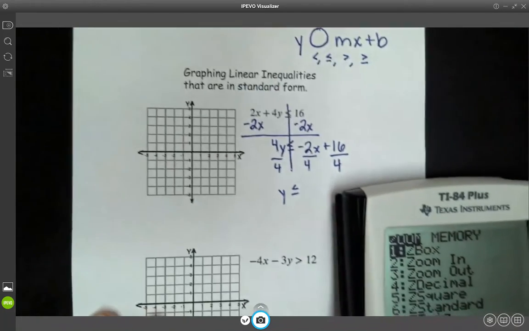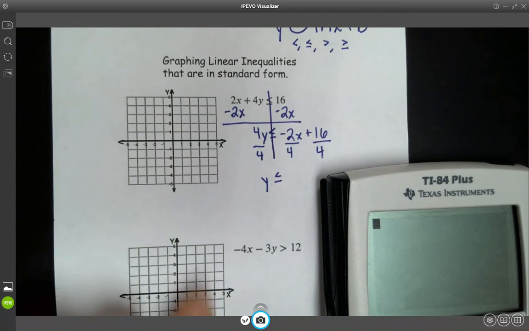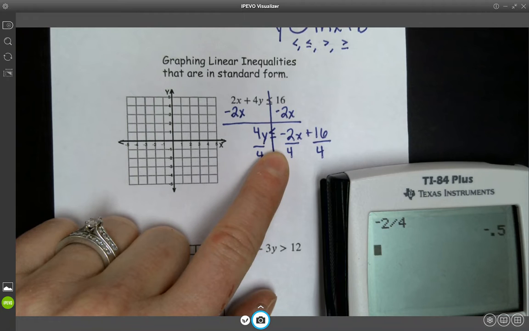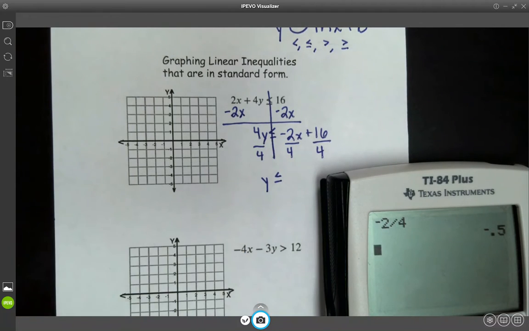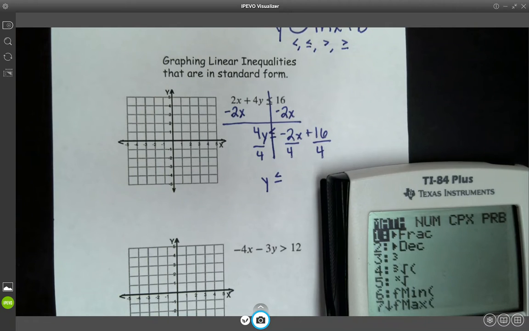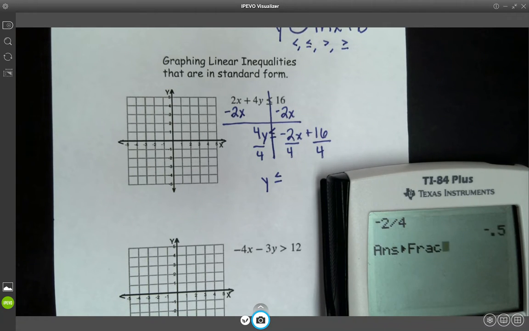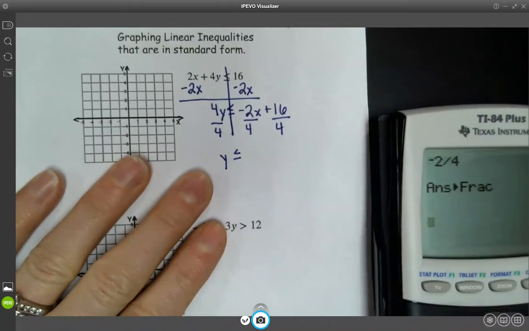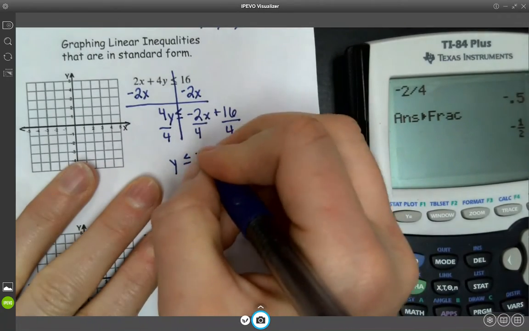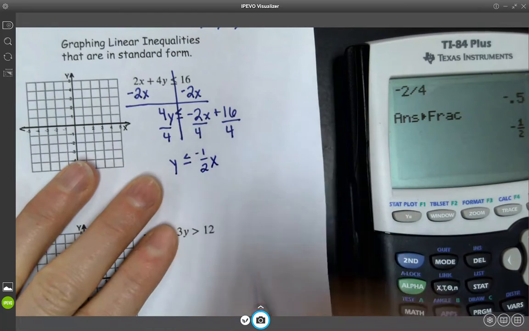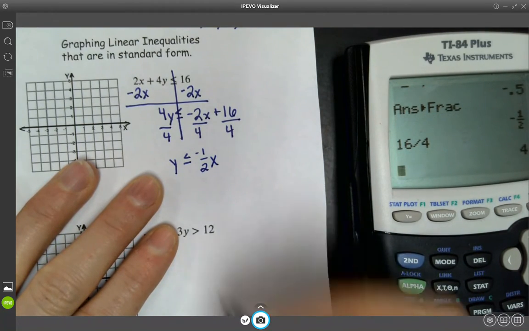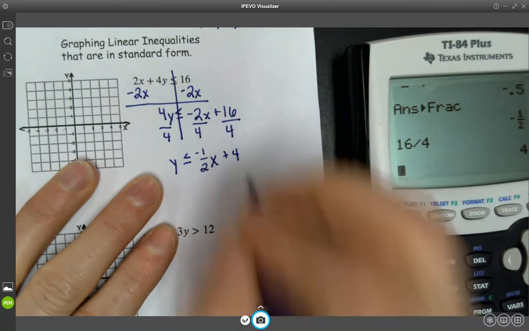So we can use our calculator to do negative 2 divided by 4. But we want it as a fraction because in order to graph, we usually want rise over run. So we want a fraction. So hit math. Number 1 is negative 1 over 2. And then 16 over 4 is just 4. So plus 4.